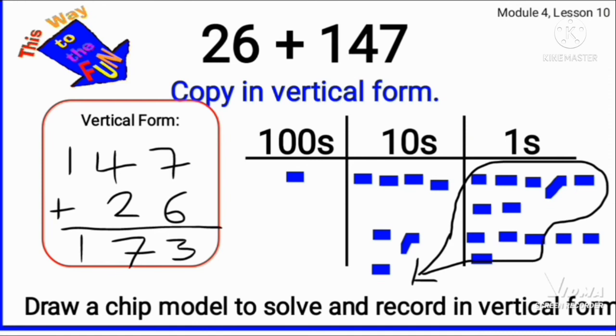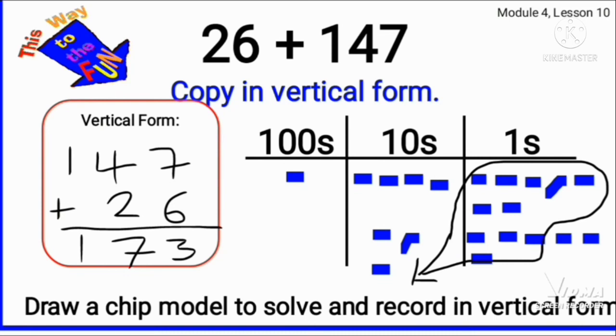Let us continue practicing our chip model with the hundreds place value chart. Then you will show the vertical form of the question. Our first question, you are to add 147 to 26. That is 147 plus 26. In the vertical form, look at how I've written it. 147 plus 26. So draw the chips.